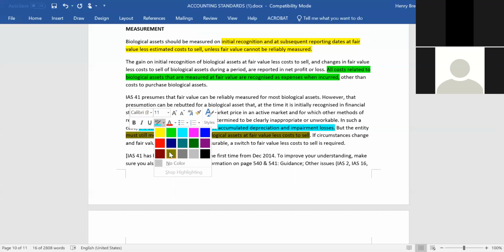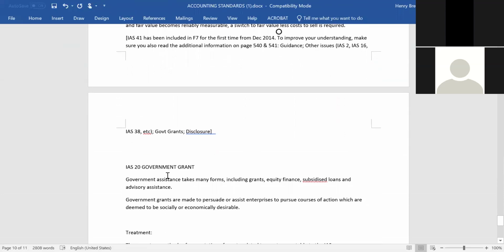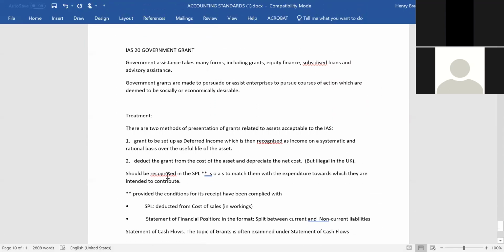Let me use this color. So let's come to IAS 20, government grants and other government assistance. That is in relation to IAS 20. IAS 40 talks about investment property. IAS 20 talks about government grants and other government assistance.